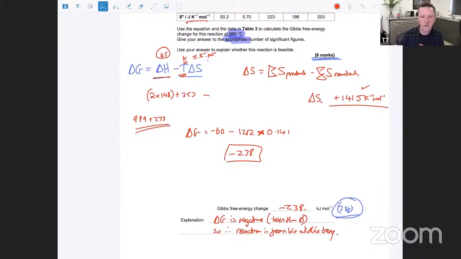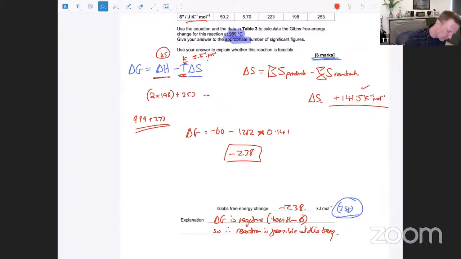I would always tend to do that anyway when calculating delta G. Make a statement. Delta G is positive, so therefore it's not feasible at this temperature. Delta G is negative, so therefore it is feasible at this temperature. Because if you don't, you're leaving the examiner to assume that you know that. This is your assessment, this is giving you your grade. Don't leave anything out on the paper. Just make that statement, even if they don't ask you to, because that way you're proving to the examiner, I know this stuff.